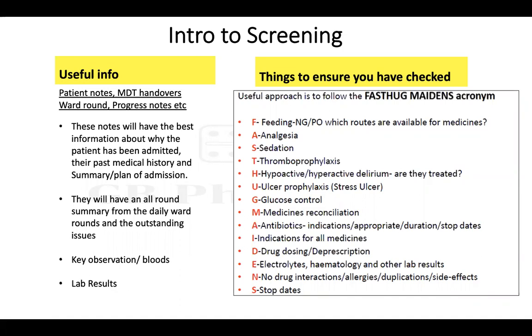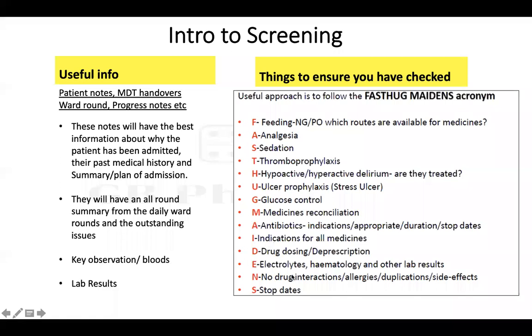If they're on antibiotics, make sure they're appropriate for the indication and appropriate to local guidelines, and that the durations and reviews are all accounted for. Make sure that every medicine on the drug chart is needed and has a rationale for being there. If it doesn't, can we deprescribe? We don't want patients having side effects from their medicines simply because they're on too many, or because we're trying to treat a side effect when we should just take out that medicine.